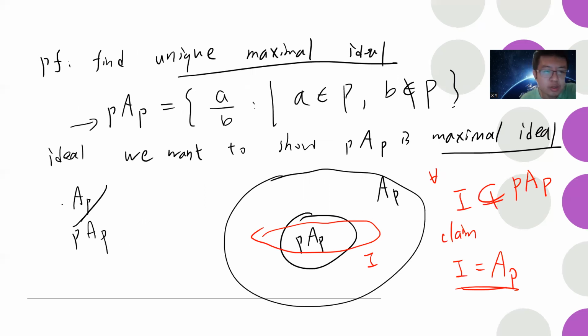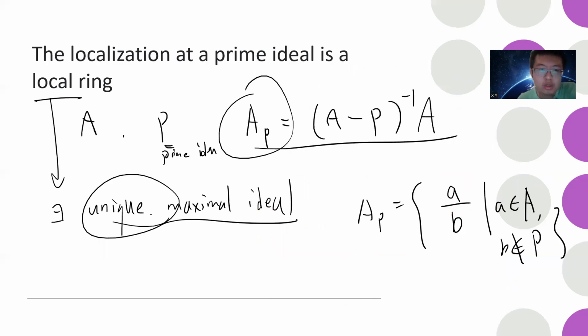Okay, so if I must be A_P, then by definition P A_P is a unique maximum ideal. So usually the quotient A_P divided by P A_P is denoted by kappa of P. This is called the residue field, and we will talk about the facts and consequences of this localization at prime ideals, which is important in the spectrum and in affine schemes.